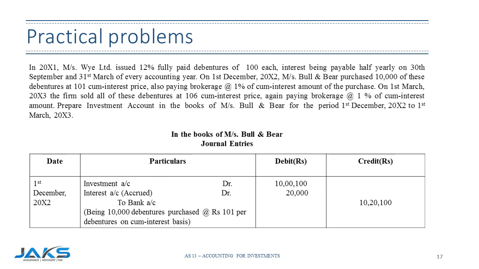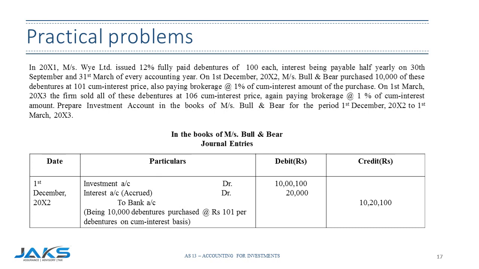Initially, we will discuss the journal entries. On December 1st, Messrs. Bull and Bear purchased 10,000 debentures at 101. So, the journal entry will be investment account debit, Rs 10 lakh and 100 only. Interest accrued account debit, Rs 20,000. Bank account credit, Rs 10 lakh, 20,000 and 100 only.